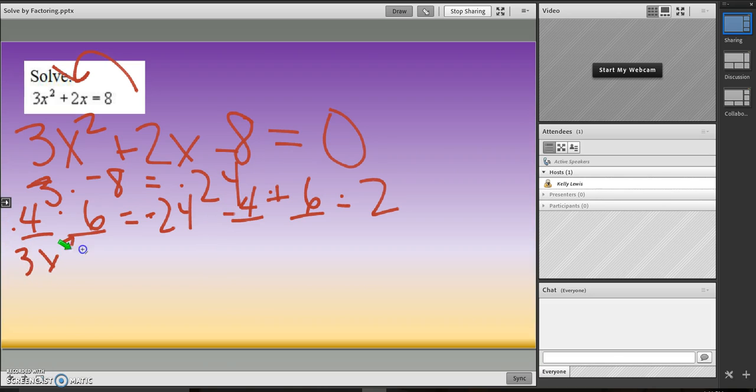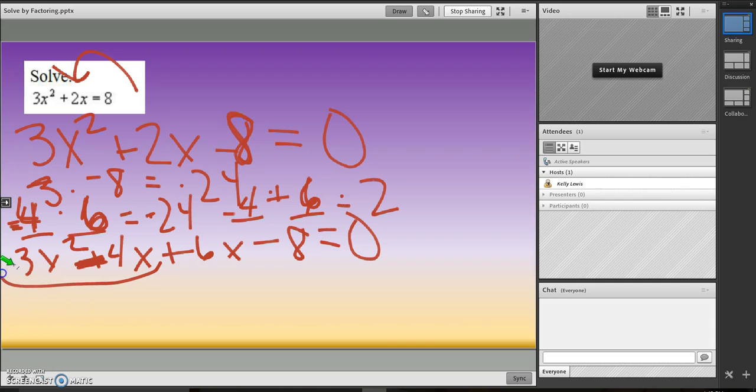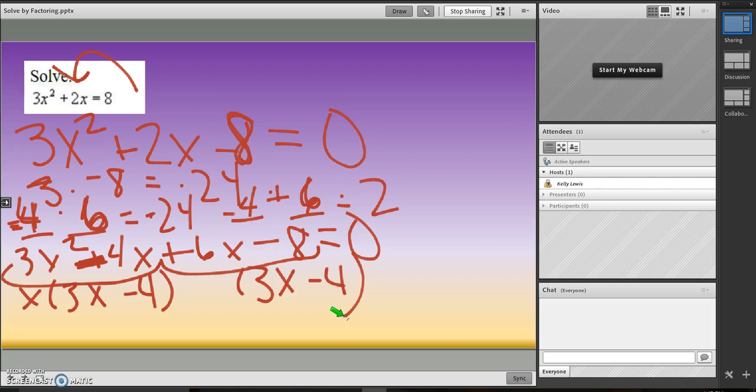So I get 3x squared plus 4x from here, negative 4x plus 6 from here, minus 8 from here, so 0. Alright, factor. So I just take out an x. I get 3x minus 4. He has to be 3x minus 4. And so I took out a 2. So I get x plus 2, 3x minus 4.